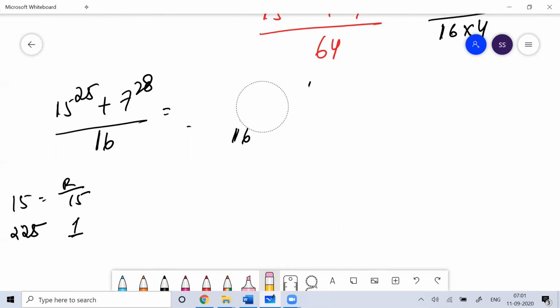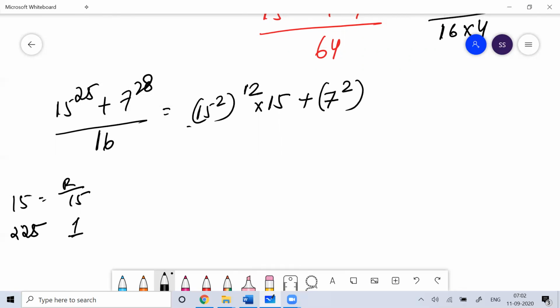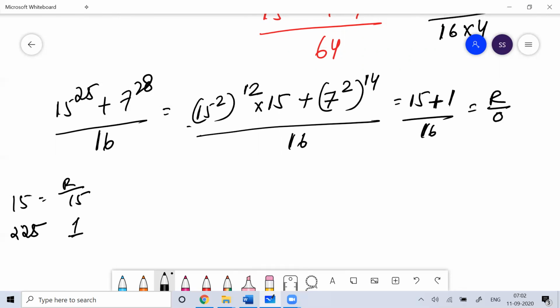So here I can write this as 15 to the power 2 to the power 12 into 15, plus 7 to the power 2, that is 49 to the power 14, divided by 16. 15 to the power 2 is 225, which gives remainder 1. So here what is left is 15, plus here remainder 1, divided by 16. So you're getting 16 divided by 16, remainder 0.